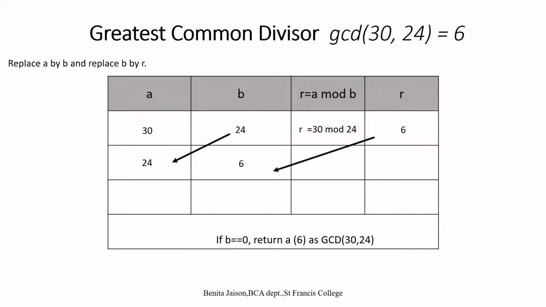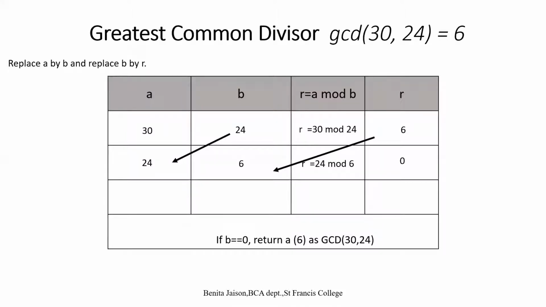Now repeat the process of finding the remainder. That means 24 is divided by 6. So what will be the remainder? You know that the remainder is 0, right? Then we are writing R as 0. If you have any doubts, you can ask me.